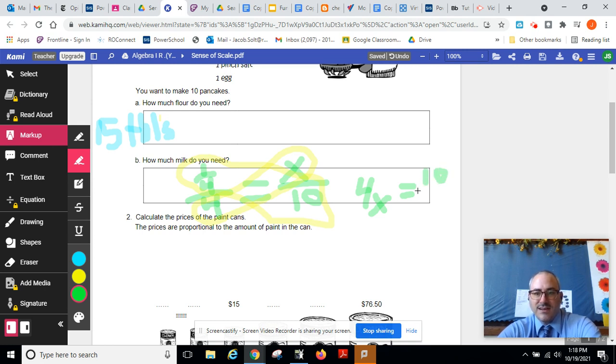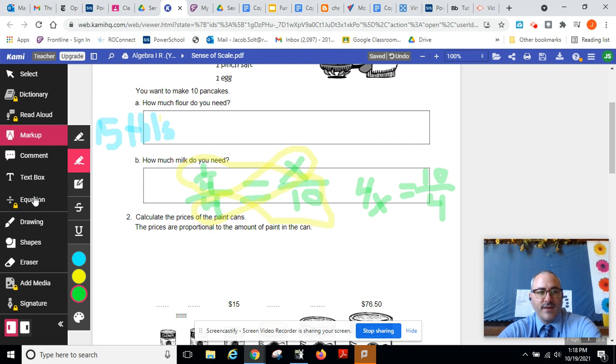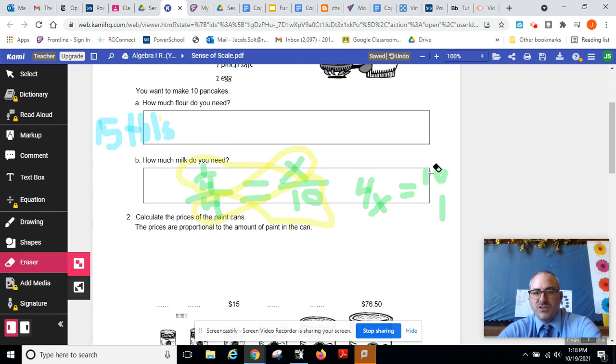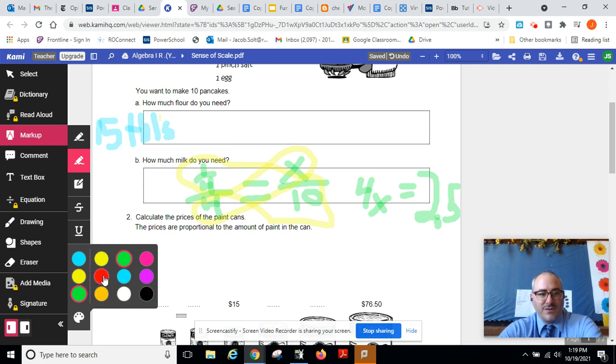10 over 4. If I really wanted a number, I can go to my calculator and put in 10 over 4 in the calculator. It'll spit me out a decimal. 10 over 4 is 2.5. So let me get my eraser. Let me just put 2.5 in there. 2.5. There we go. There's a decimal in there. What do I do next?